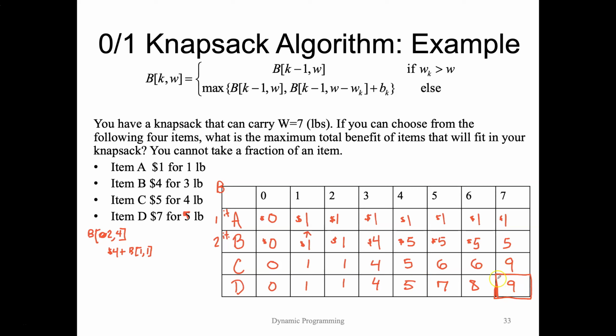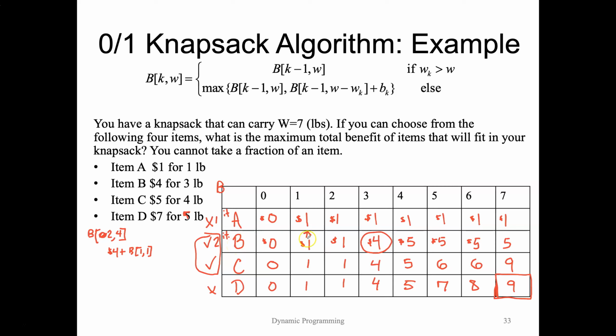So in this case, we obtained this amount by not taking item D. We obtained this amount by taking item C, which means we used up 4 pounds of the 7 pounds that we have to work with, which means we have 3 pounds left over. And how did we get this amount? This was from taking only item B and not taking item A. So here we took both item B and item C, and this is what gave us that $9.